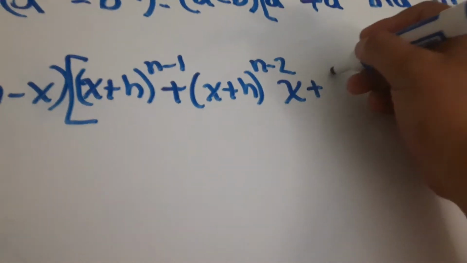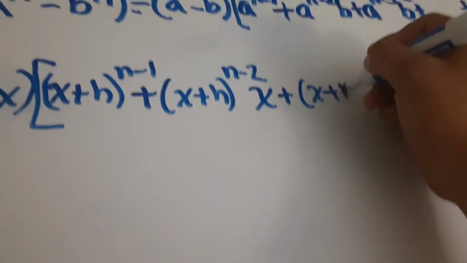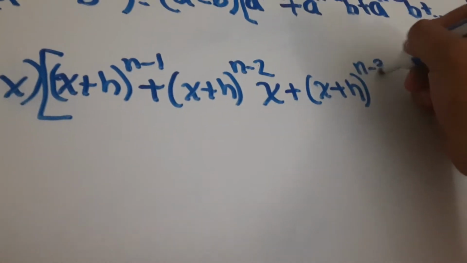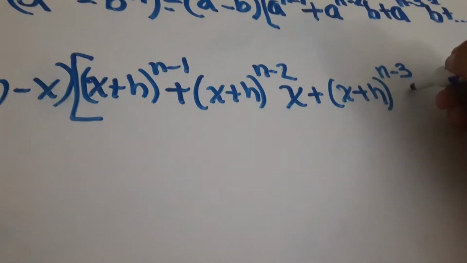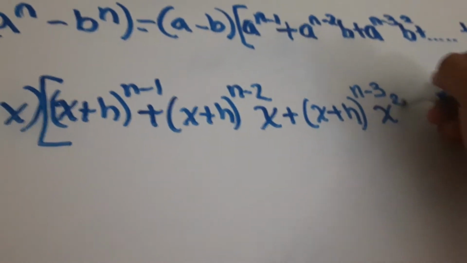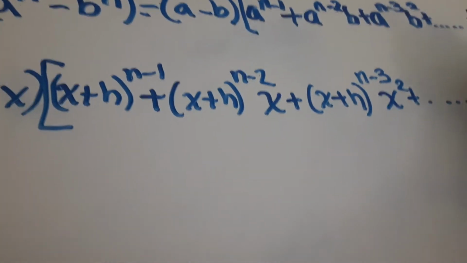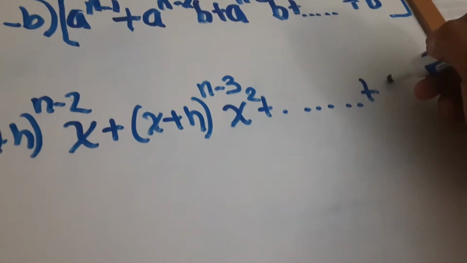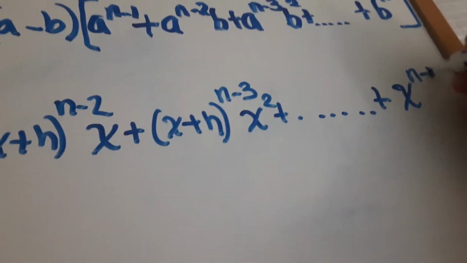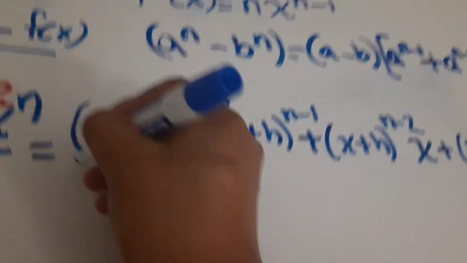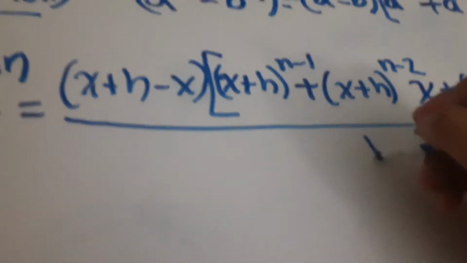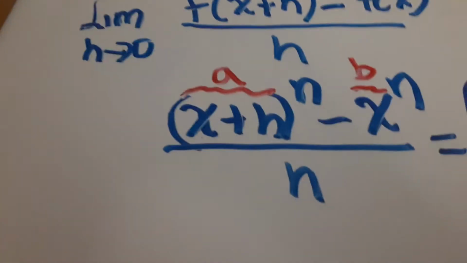Plus x plus h to the n minus 3 power times b squared, which is x squared, plus, the last term is b, which is x, so that will be x to the n minus 1 power, close bracket, over h. Remember, we're coming from here, right? Remember, this is a limit. I forgot to put a limit, that's limit h to the 0, right?